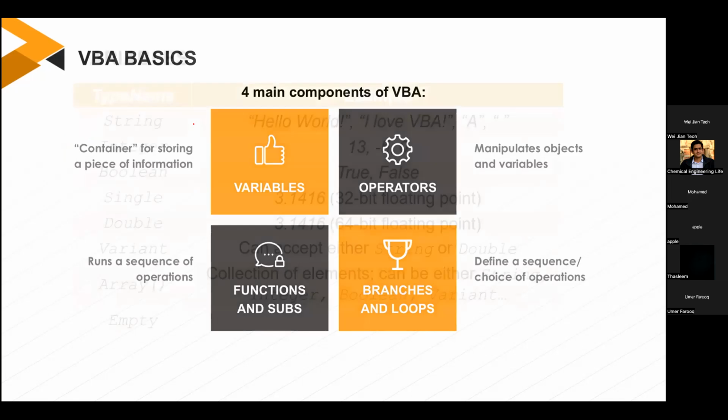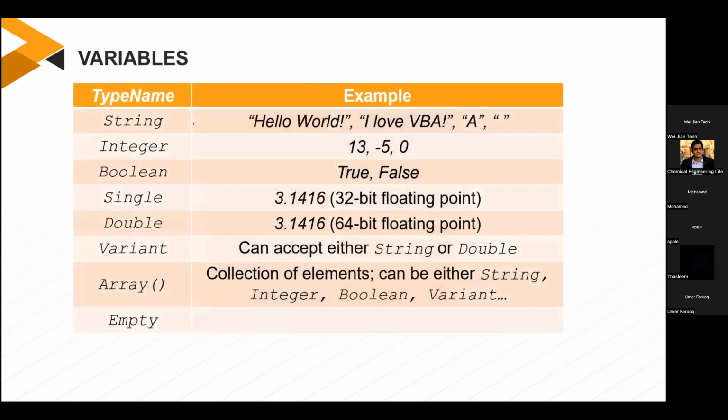Right? So there are many different kinds of variables in VBA. There are many different kinds. There are more than 30, I believe. But it's a very powerful programming language.